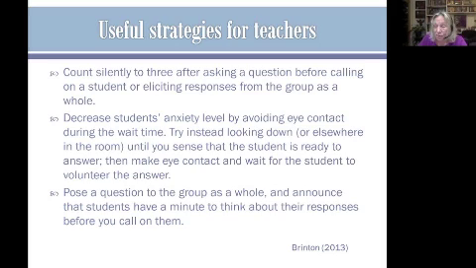I tell this to student teachers all the time who say, my students won't answer any questions. And I say, let's try this next time I observe you and see if it works. And generally it does. So those are just 3 useful strategies for teachers. Questions there, or that's pretty clear?